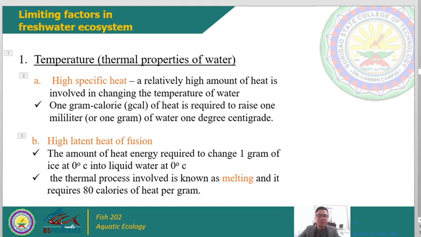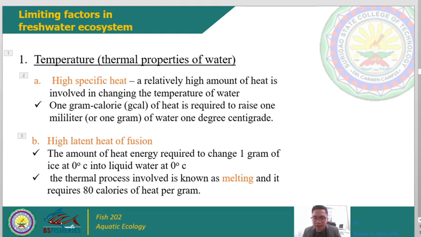Because of this high specific heat, there is a given time before this particular water could turn into hot water. So it will give time to the organisms also to adapt to the changing temperature of the lentic environment. Okay, so that's first.